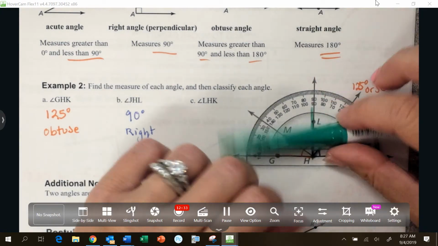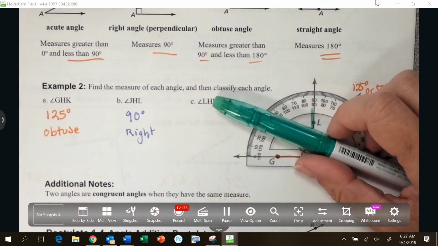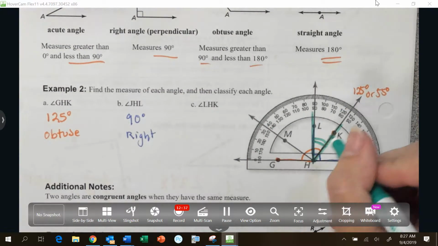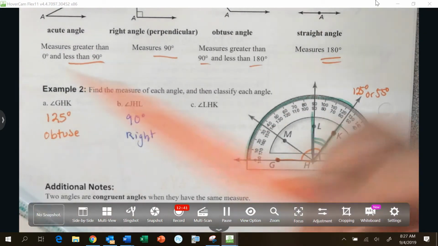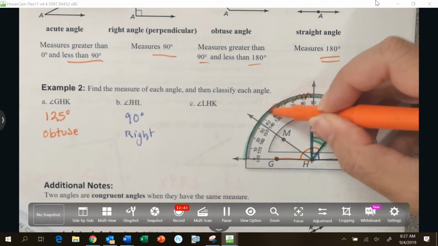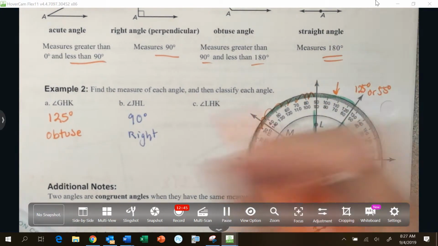Oh, I see what you're saying. I'm not thinking the right way. So you're saying take this whole 125 here and subtract off this part, right? Yeah, that looks good. That'll give us this.